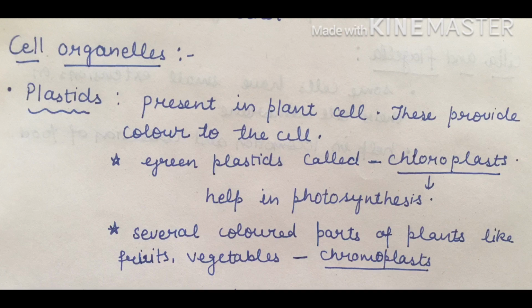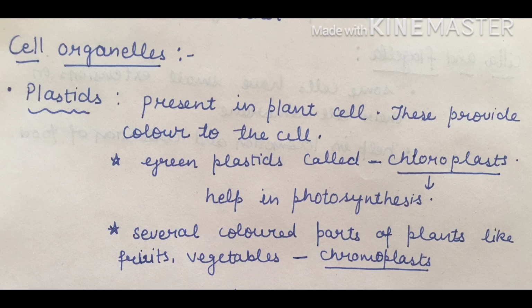So plastid is present mainly in plant cells. These provide color to the cell. Plastids are responsible to impart color to the cell. For instance, green plastids are called chloroplasts and these help in photosynthesis. The green color of plants is due to the chloroplasts.